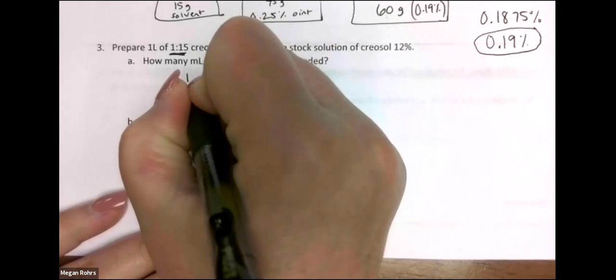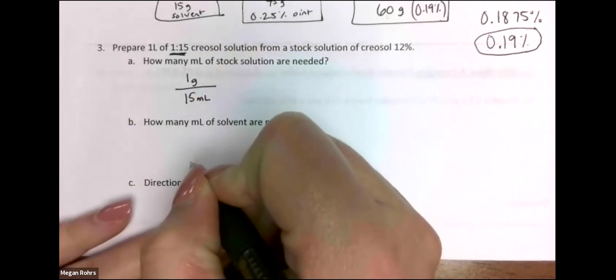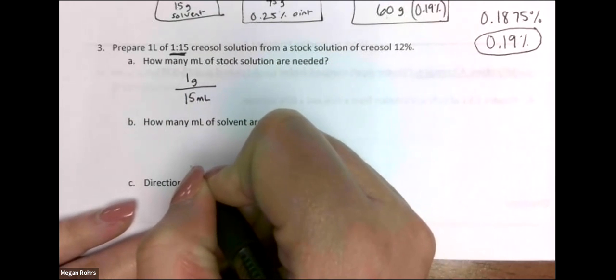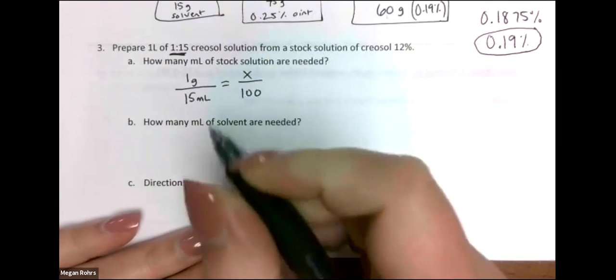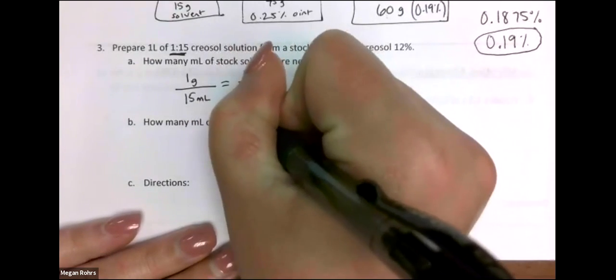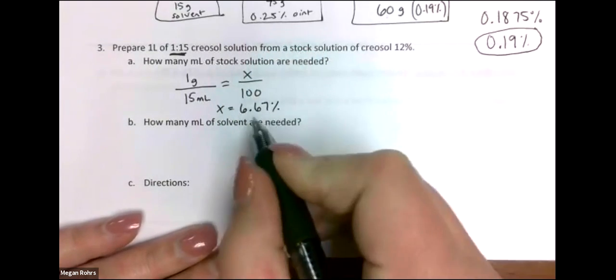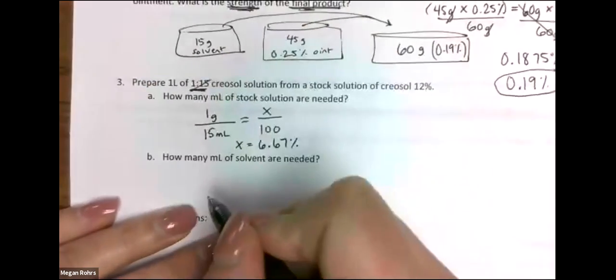So remember, start with what we know. We know that that means that there's 1 gram of active ingredient of cresol in every 15 mils of solution. Now to change that into a percentage strength, remember that percentage strength is always X over 100. So I'm going to set that equal to X over 100. We're basically taking 100 divided by 15, which gives us 6.67%. I just rounded that to the nearest hundredth. So I know that that is now the strength I'm going to be working with.